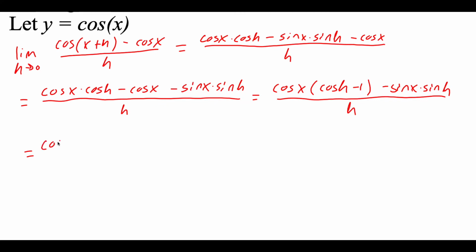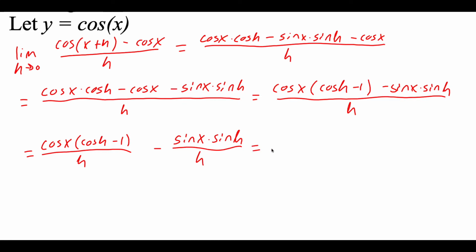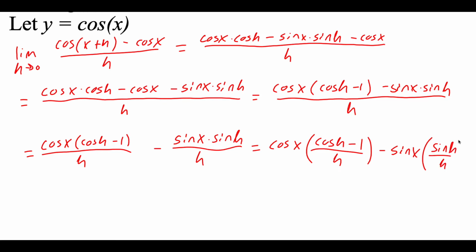So this is going to be the cosine of x times the cosine of h minus 1 all over h, and then minus the sine of x times the sine of h all over h. Now what I'm going to do with these fractions is there's multiplication happening on top that I'm going to split up a little bit. So I'm going to pull this cosine of x off of the top of the fraction. So it's going to be the cosine of x times the cosine of h minus 1 all over h. And then I'm also going to take the sine of x off of the top of this fraction, so minus the sine of x times the sine of h over h.